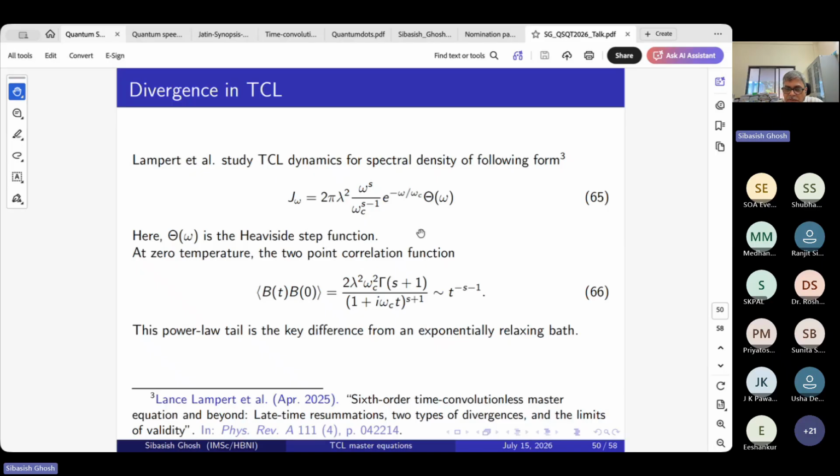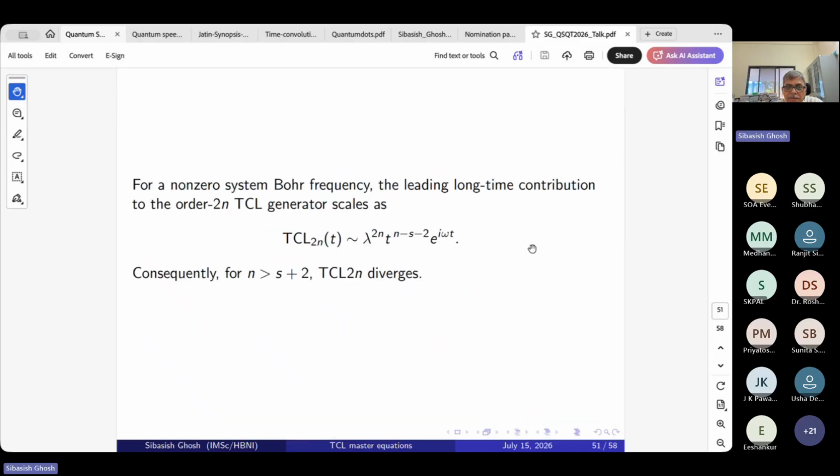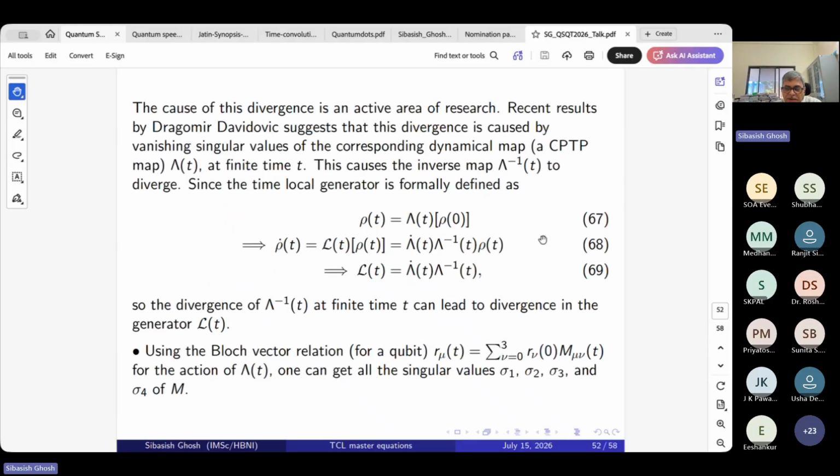This is a specific case, but if you take a non-zero Bohr frequency omega, then the leading long time contribution from TCL2n will be of this form, again at 0 temperature bath. This is t to the power n minus s minus 2. Therefore, if I take n to be greater than s plus 2, you see that the TCL2n generator diverges, because this is for the long time limit. It diverges polynomially. So what is the root cause of this divergence? This is what we are trying to figure out.